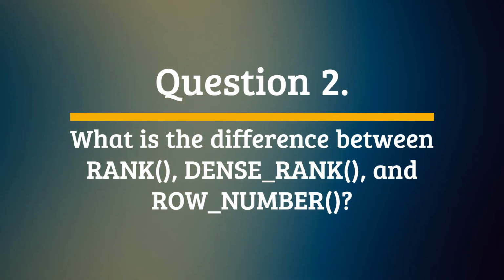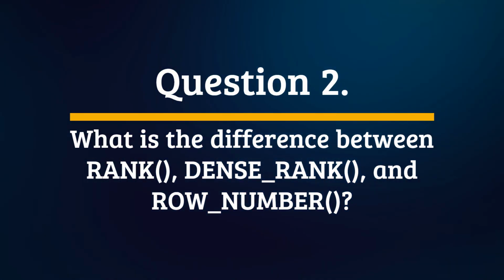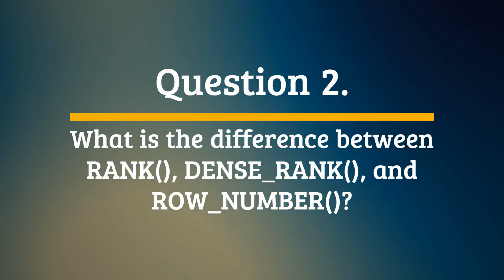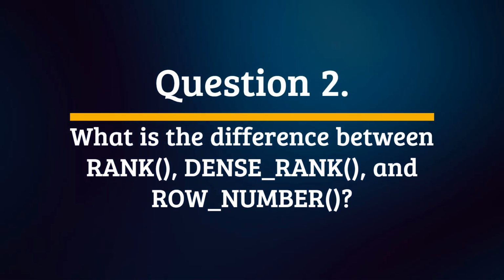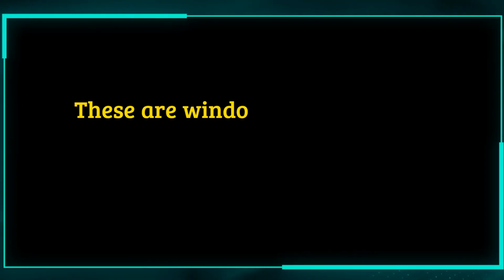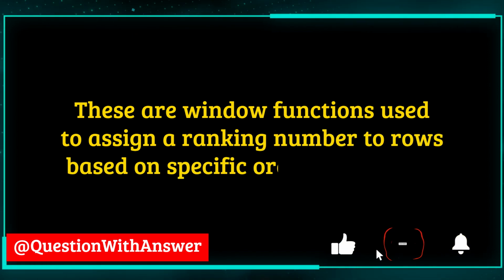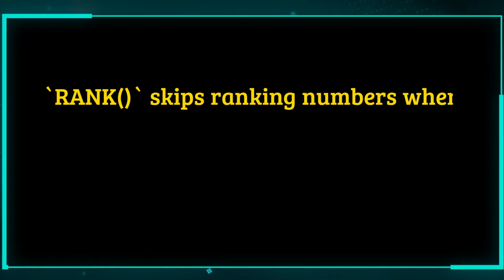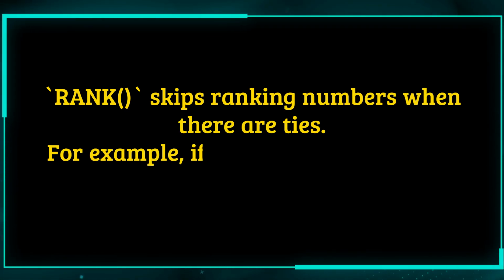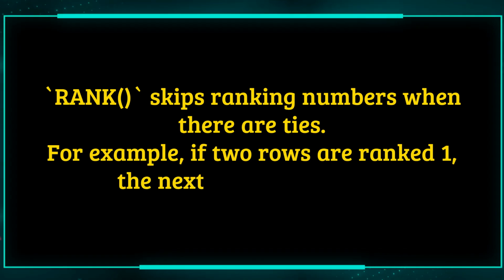Question 2. What is the difference between rank, dense_rank, and row_number? Answer. These are window functions used to assign a ranking number to rows based on specific ordering criteria. Rank skips ranking numbers when there are ties. For example, if 2 rows are ranked 1, the next will be ranked 3.